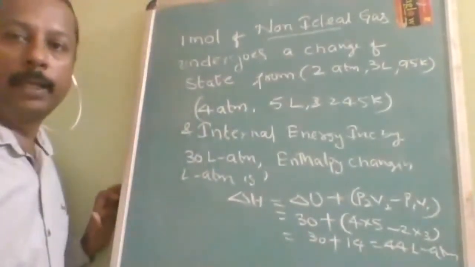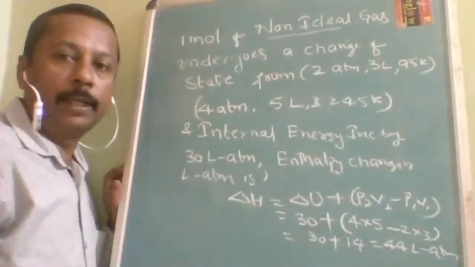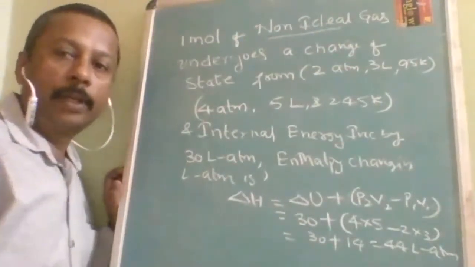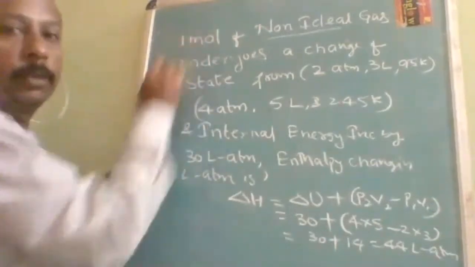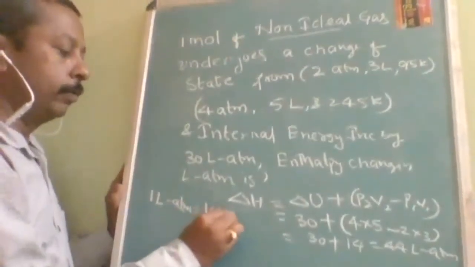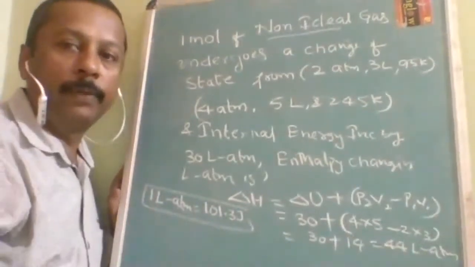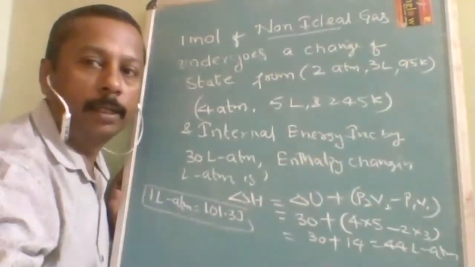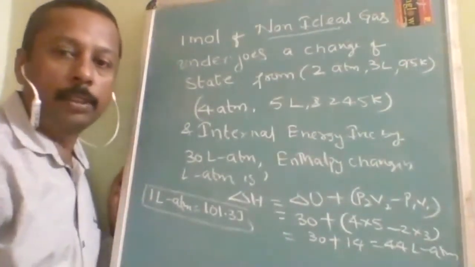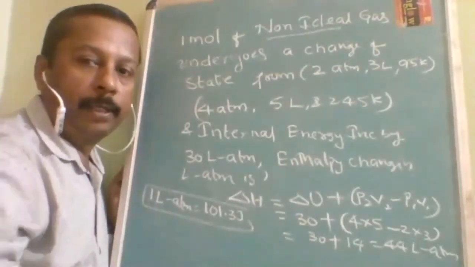I think everybody is aware of the conversion of liter atmosphere into joules. We have to multiply with 101.3; 1 liter atmosphere is equal to 101.3 joules. So when you multiply 44 with 101.3 you will get the value in joules, but the answer is required only in liter atmosphere. That's why we need not convert it into joules.